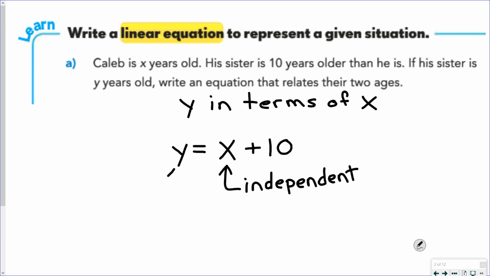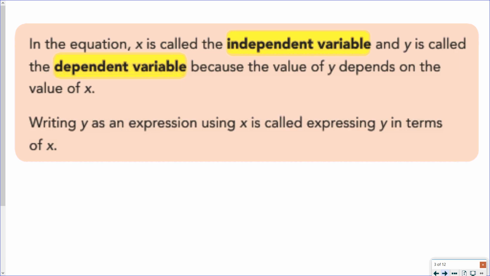Which makes Y our dependent variable because it relies on Caleb's age. His sister's age is dependent upon his age. So here it just kind of reiterates a few things that we just went over. In the equation, X is called the independent variable, Y is called the dependent variable because the value of Y depends on the value of X. And then writing Y as an expression using X is called expressing Y in terms of X.